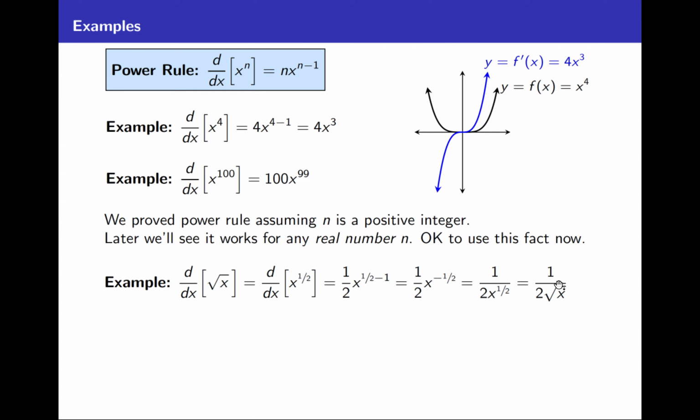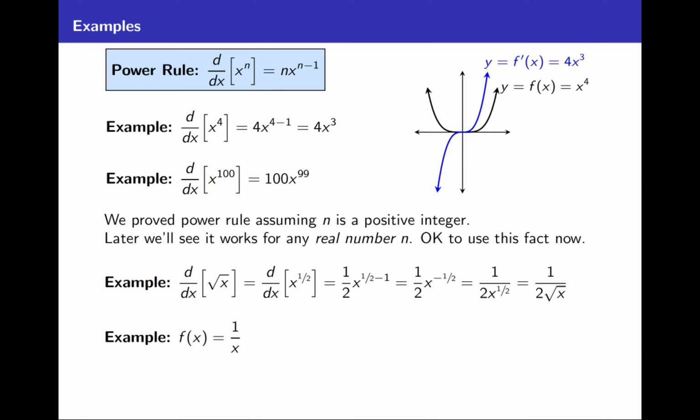And you'll remember from our previous lecture, we actually computed the derivative of this function square root of x with the limit process. And remember, this is exactly the answer we got, 1 over 2 square root of x. Look how much easier this is with the power rule.